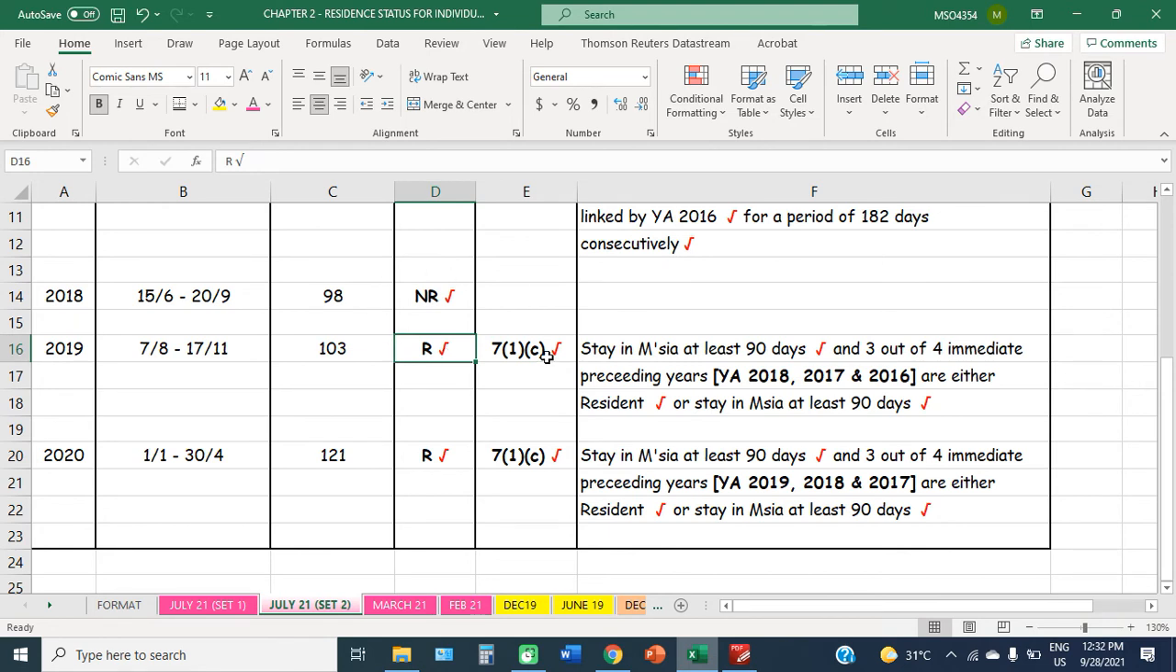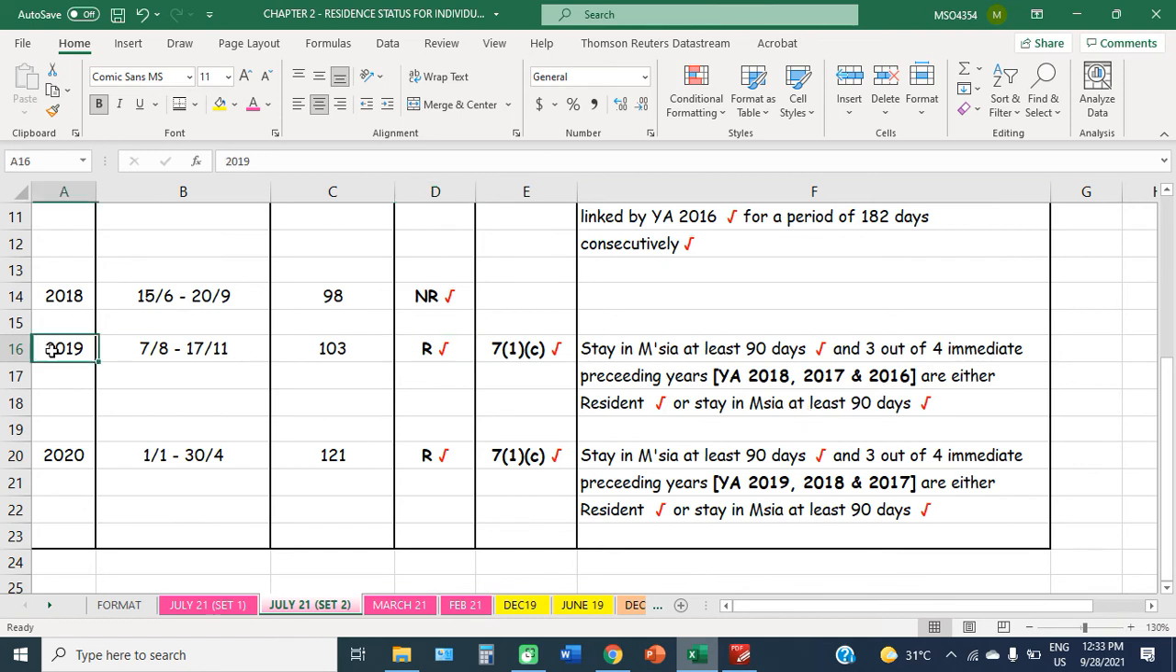Section 7, subsection 1C. Okay, how do we provide the reason? Stay in Malaysia at least 90 days. Remember guys, a common mistake made by students: students write here "more than". "More than" is wrong. The correct term is "at least". And 3 out of 4 immediate. The word "immediate" is very important. You must write it in your answer. 3 out of 4 immediate preceding years. What were the YA? 18, 17 and 16 are either resident or stay in Malaysia at least 90 days.